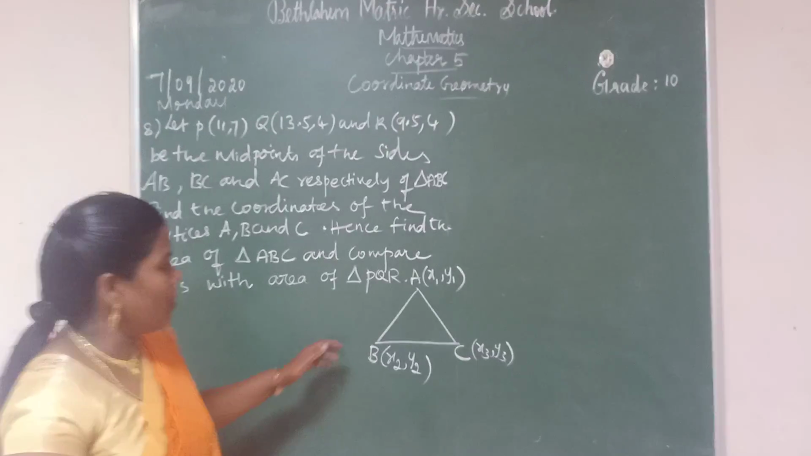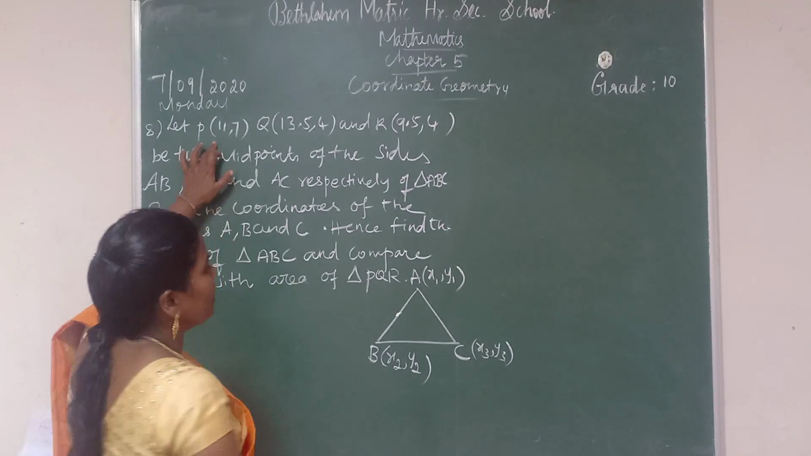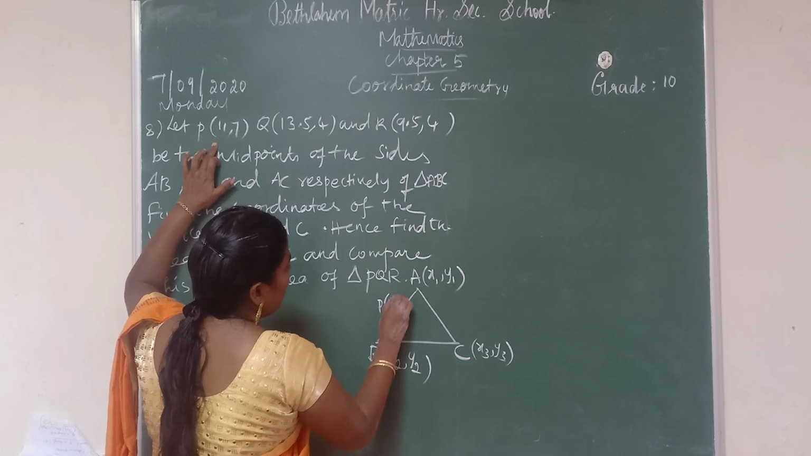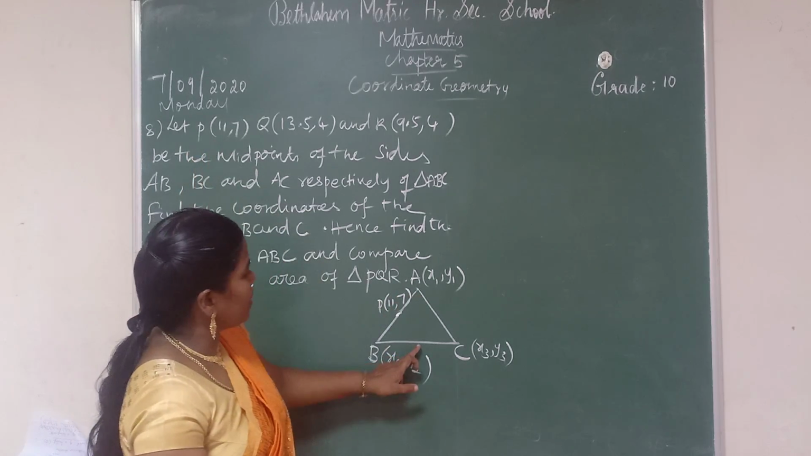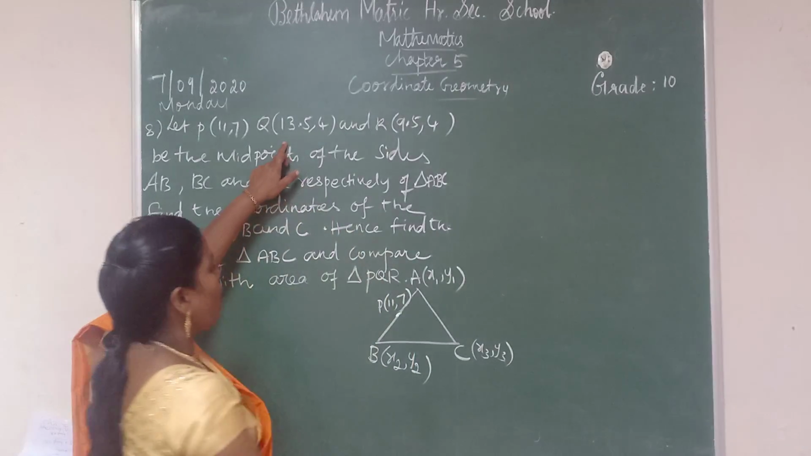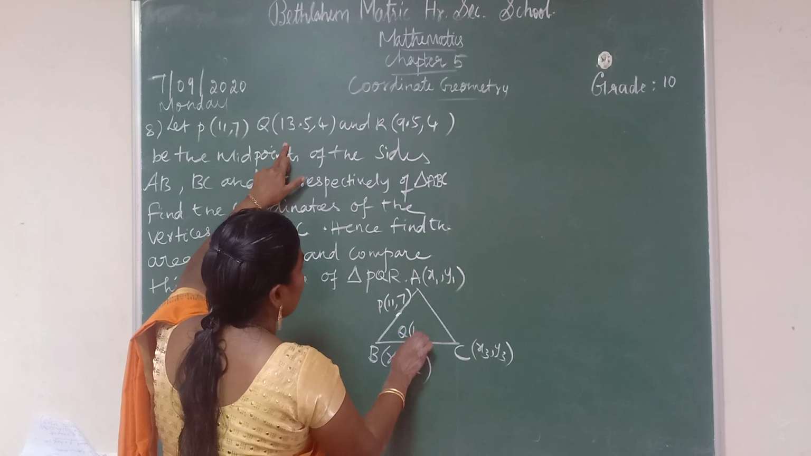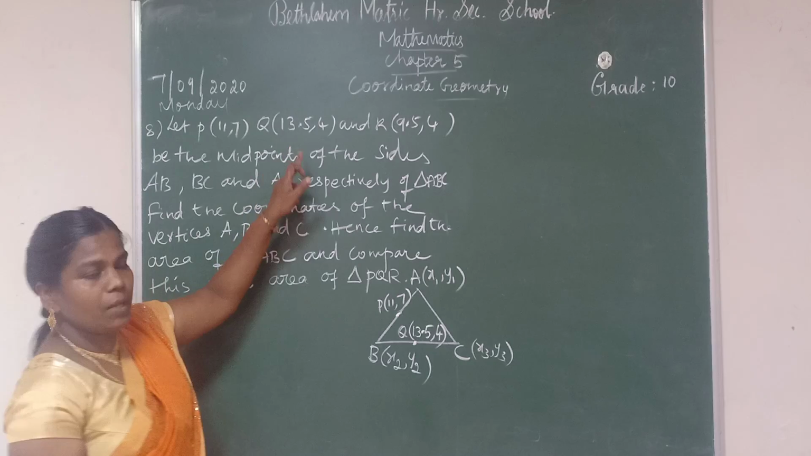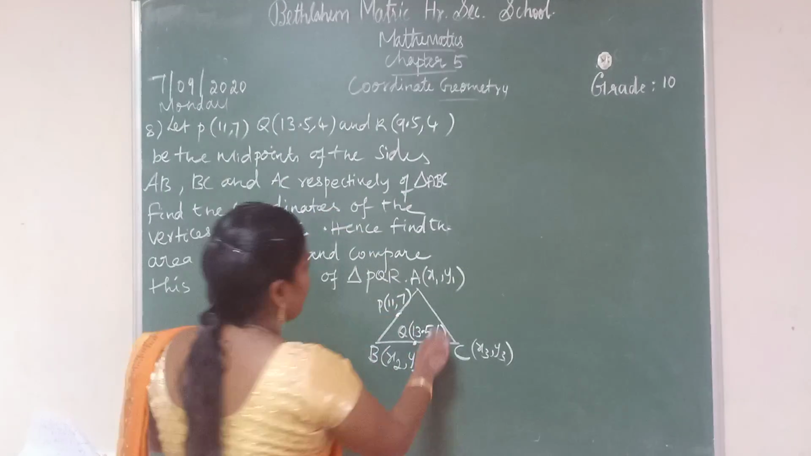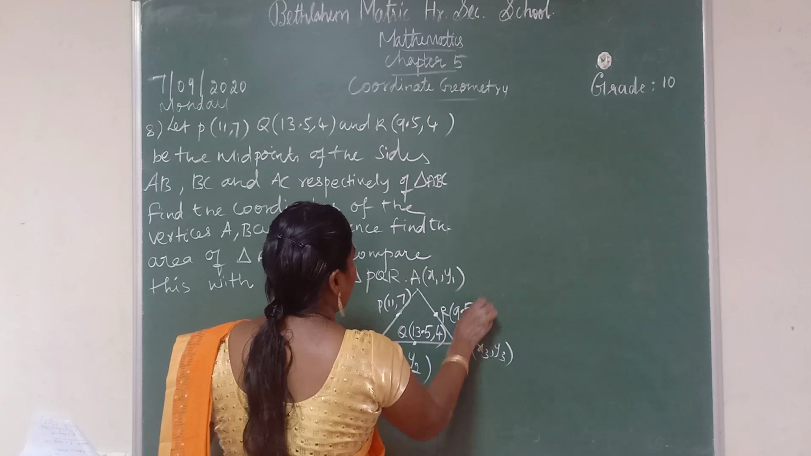The midpoint of AB is given as P(11, 7), the midpoint of BC is given as Q(13.5, 4), and the midpoint of AC is given as R(9.5, 4).